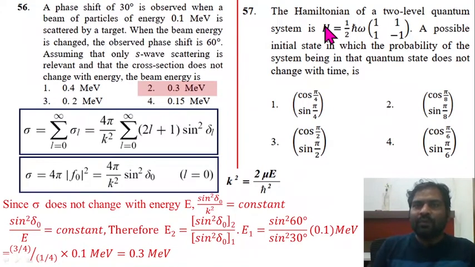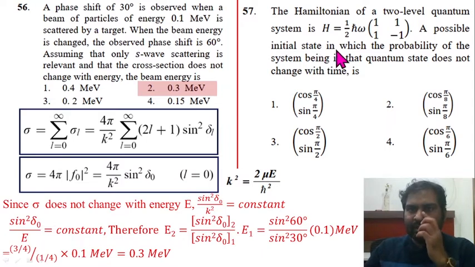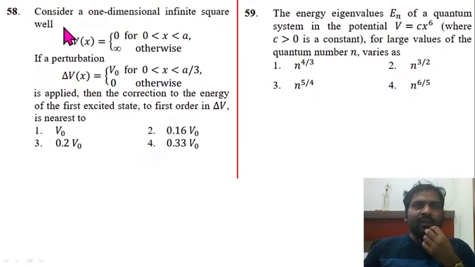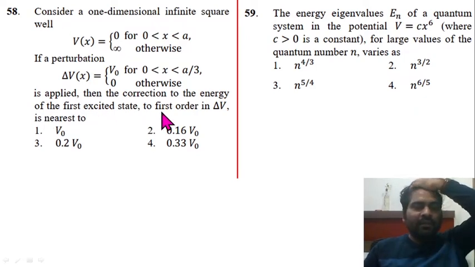Question number 57. The Hamiltonian of a two-level quantum system is given here. A possible initial state in which the probability of the system being in the quantum state does not change with time is, the option 2 is correct. Question number 58. Consider a one-dimensional infinite square well V(x) given here with a perturbation delta V(x) equal to this, meaning x less than a by 3, in that condition it is V naught, perturbation is applied. Then the correction to the energy of the first excited state to first order in delta V is nearest.